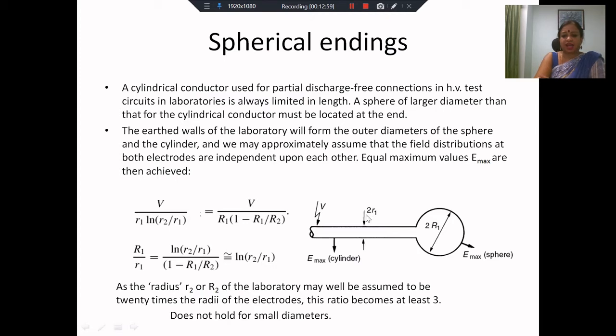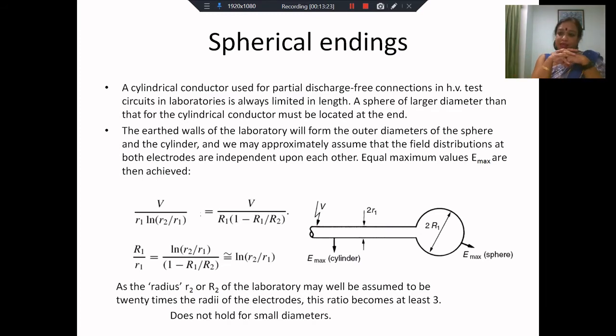Now let us see whether we can get some estimate about what the field would be like if I have this kind of a configuration, where I have a long cylindrical conductor which is ended by a spherical conductor of a larger dimension. Now, in this case, you do not have a coaxial situation. You do not have coaxial conductors. You do not have concentric conductors. You have a single cylinder which is ended by a single sphere.